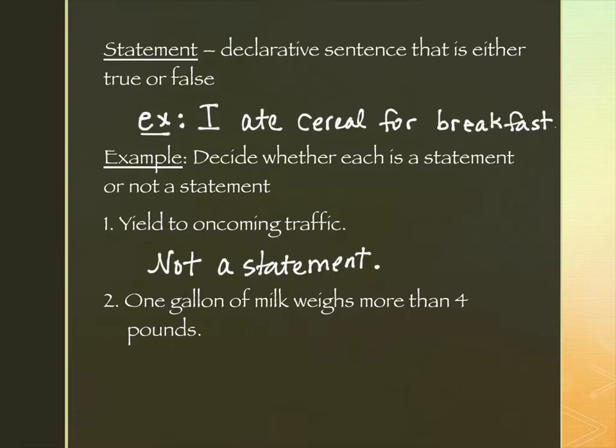One gallon of milk weighs more than 4 pounds. Statement. That's a statement. Does anybody know if that's true or false? I feel like it's probably true. I mean, a gallon of milk is probably more than 4 pounds. I feel like it's more than some of the weights that I pick up when I'm at the gym, not the heavy weights, but the light ones. So I think it's probably true. But it's either true or it's false. All right, any questions on statements, clarifying whether something is or is not?